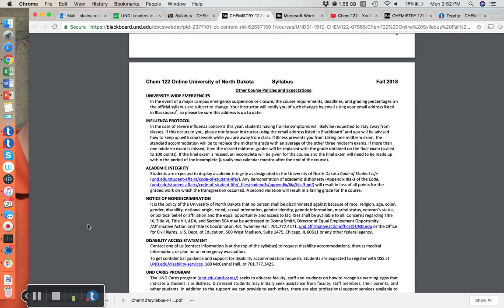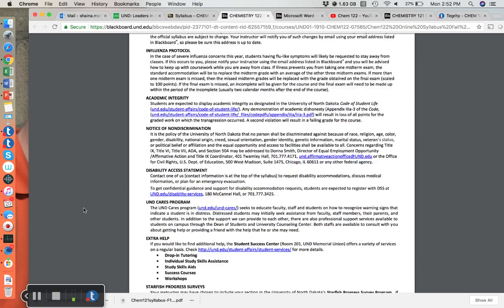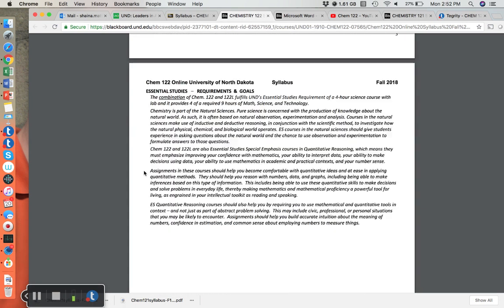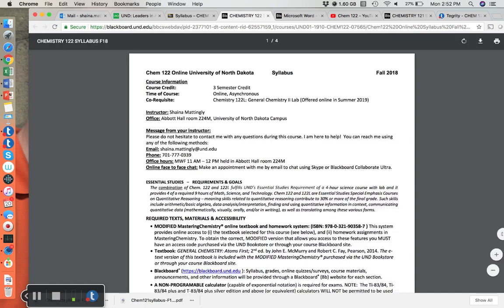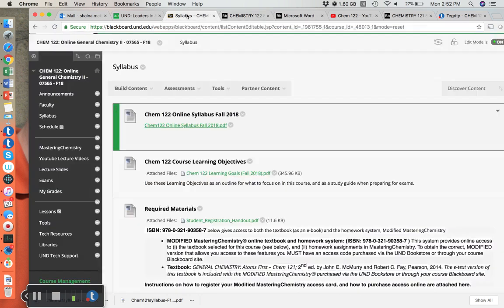The last couple pages of the syllabus are on some university policies. I'd like you to read these on your own. This disability access statement, please let me know as soon as possible if you require any accommodations for a disability. And then the very last page is some essential studies statements on the UND essential studies requirements and goals. So take a look at those. Let me know if you have questions on the syllabus. Again, you can access it through Blackboard.